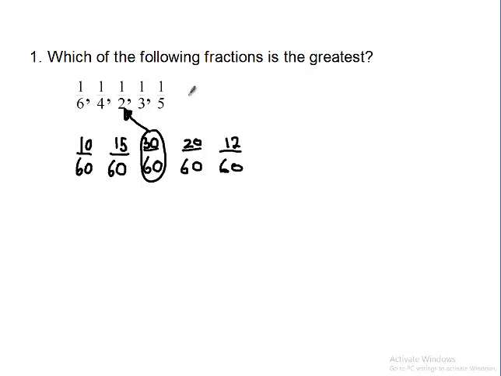So the answer here, which of these fractions at the top is the greatest? The answer is 1/2. So that's the normal way of answering this kind of question. We look at the denominators, find the lowest common multiple of the denominators, and then make equivalent fractions that we can compare. So that's the normal way of answering a question like this.